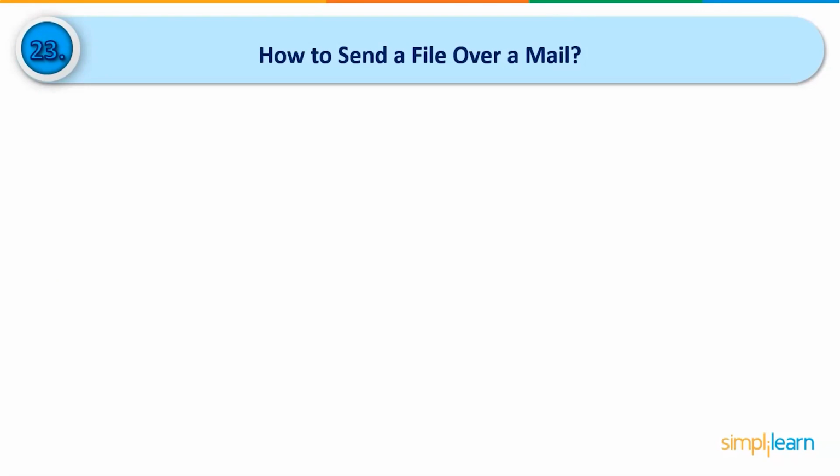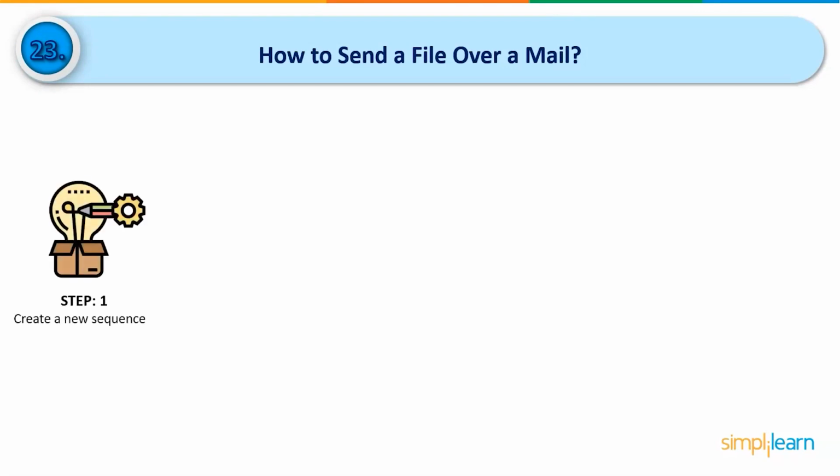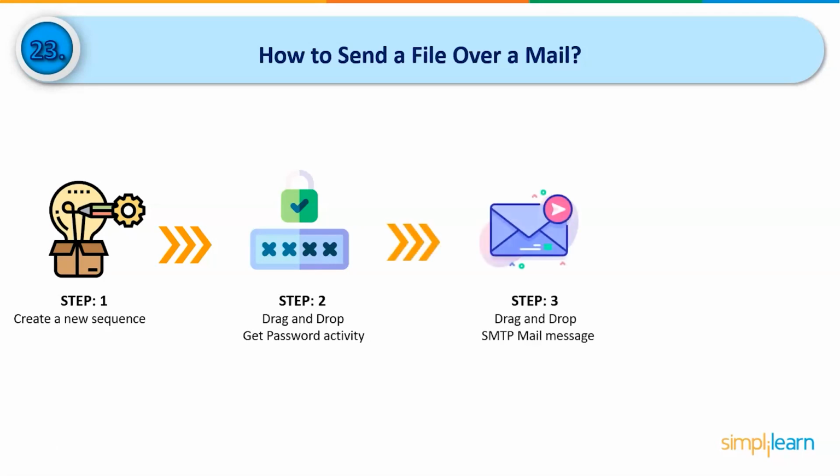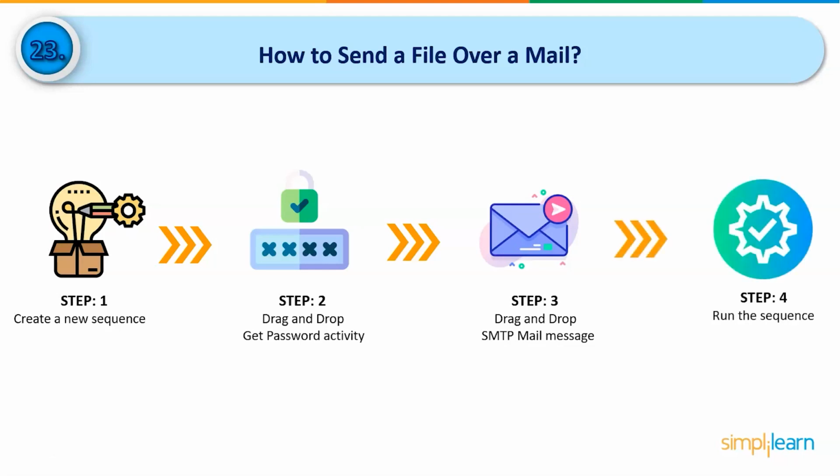How to send a file over a mail? First create a sequence and create a file. After you have created a file, drag and drop get password activity. Then drag and drop a SMTP mail message activity. So basically these two activities are used to send a file over a mail. Then run the sequence. We'll jump into the UiPath Studio and see.